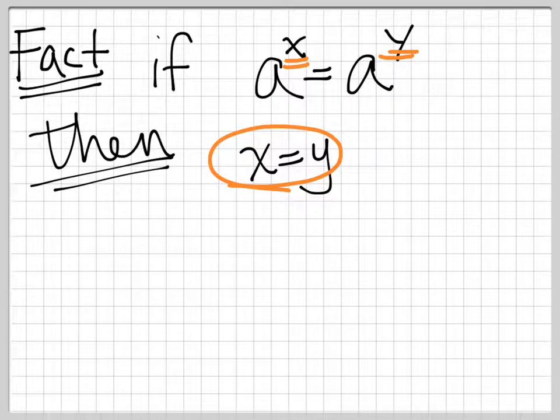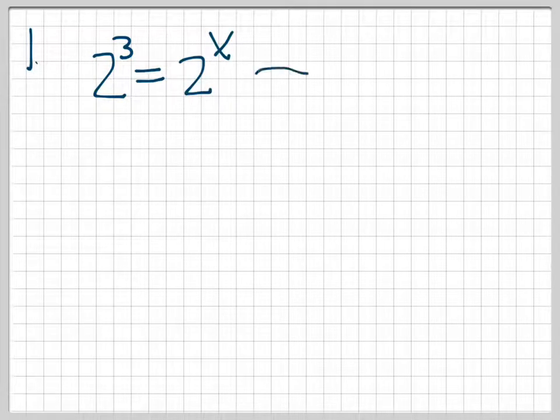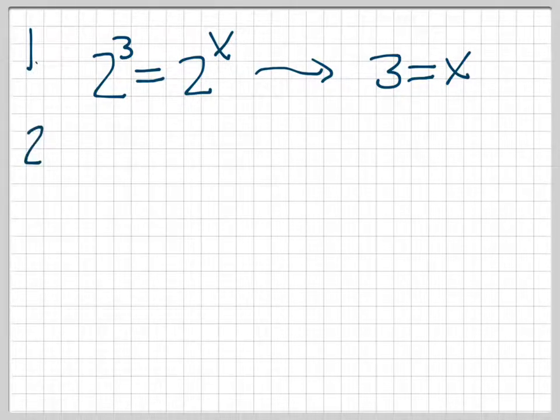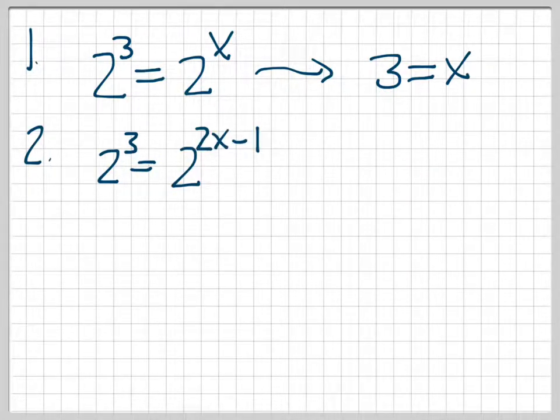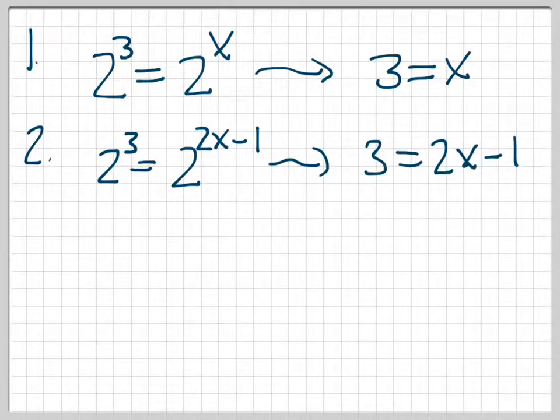And so this is really neat because it allows us to solve some equations. So for example, if I tell you 2 cubed equals 2 to the x, then you know that x has to be 3. It's the only power of 2 that is the same as 2 cubed, which is 8. Well, that's really simple. What if I tell you that 2 cubed equals 2 to the 2x minus 1? Well, again, we can extract from that that 3 has to equal 2x minus 1, and we can solve and get that x has to equal 2.